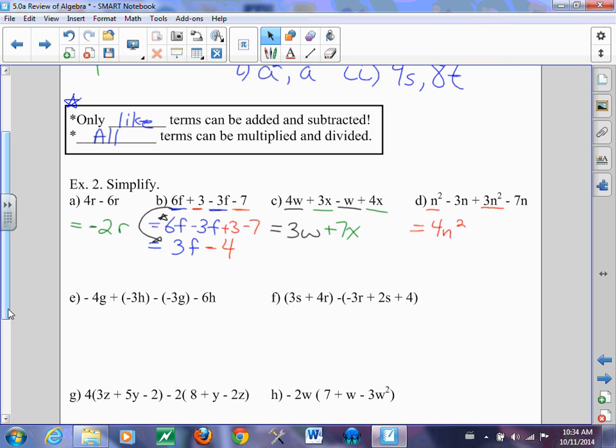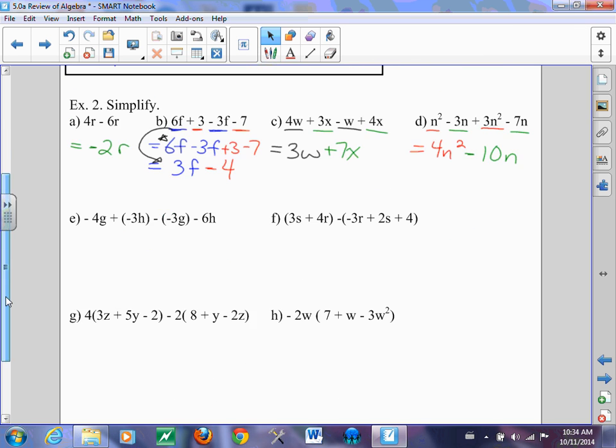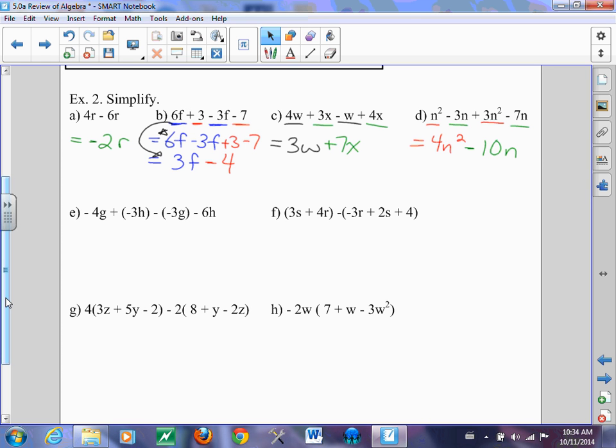And then we take a look at collecting the n. So we got -3n minus 7n is minus 10n. And notice, ladies and gentlemen, these are not like terms, so we can't add or subtract them. All right. Now we're going to take a look at E.